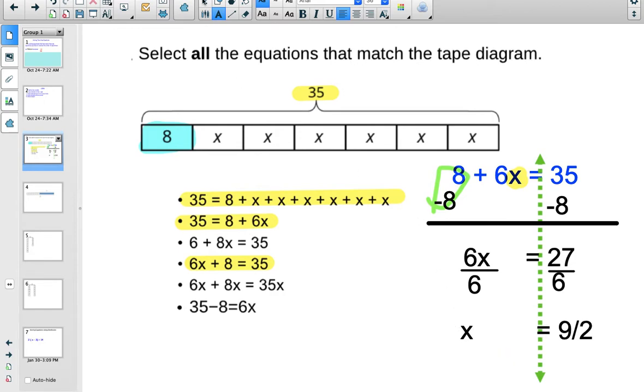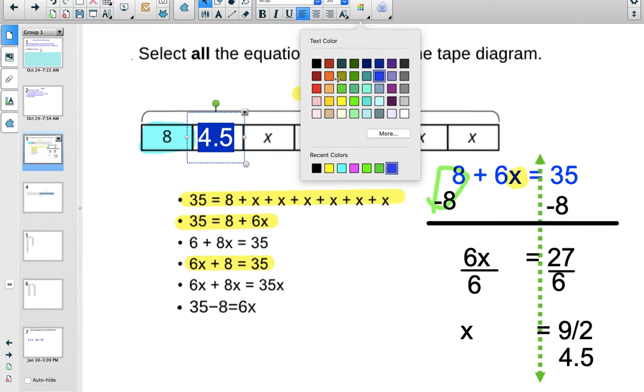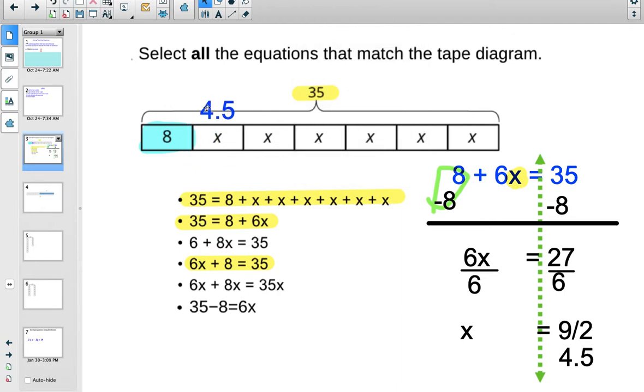Now that's an ugly answer. I mean, what is that? That's going to be 4.5 is what x equals. So 4.5. Let's plug 4.5 in here and see if that works, right? So if each of these are 4.5, let me change the color to blue. Let's see if that works.